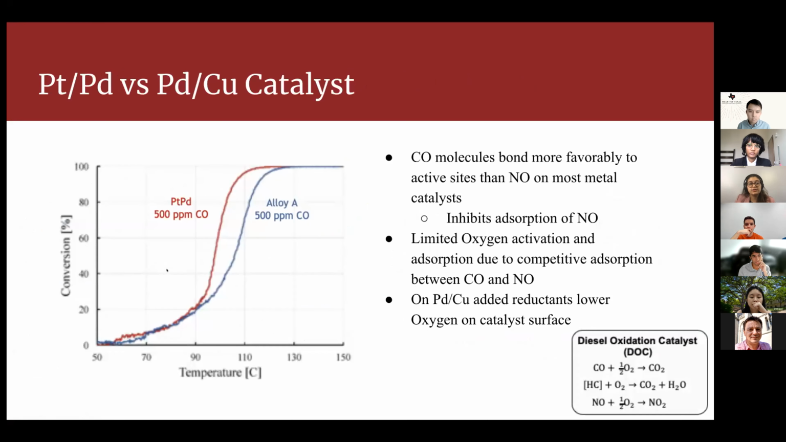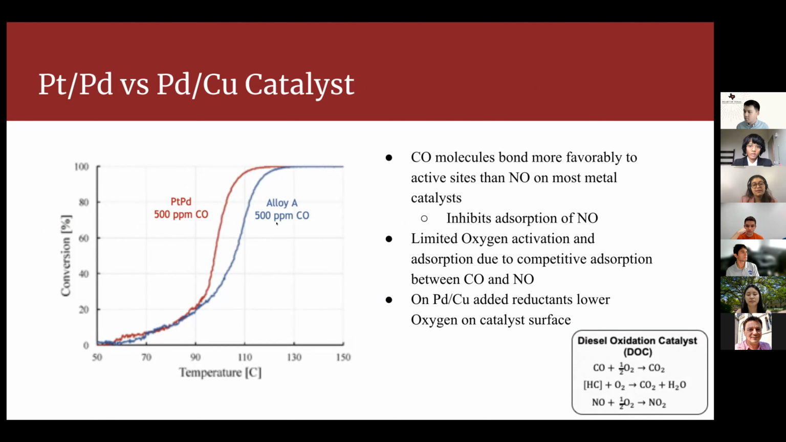In traditional engines, in that traditional diesel oxidation catalyst, they'll use a platinum and palladium catalyst. But on that metal alloy, CO molecules bond a lot more favorably to the active sites than NO. And so what ends up happening is we have an inhibition of absorption of that NO, essentially saying that in this diesel oxidation catalyst, those reactions are not necessarily happening because the CO is poisoning the system.